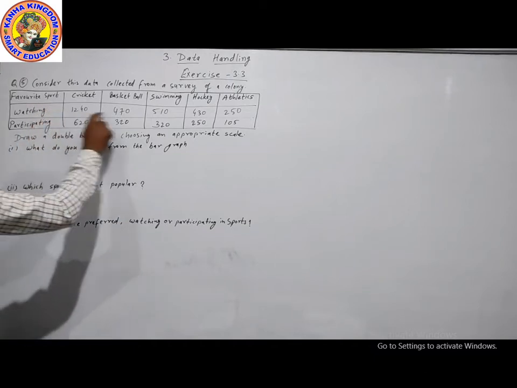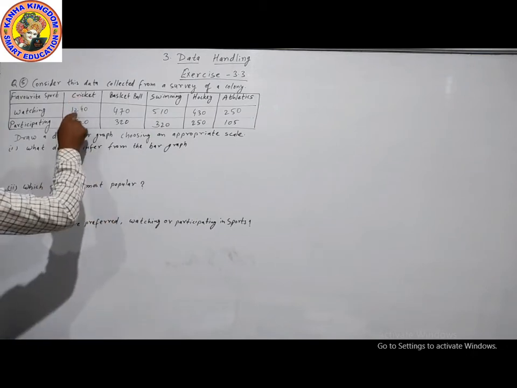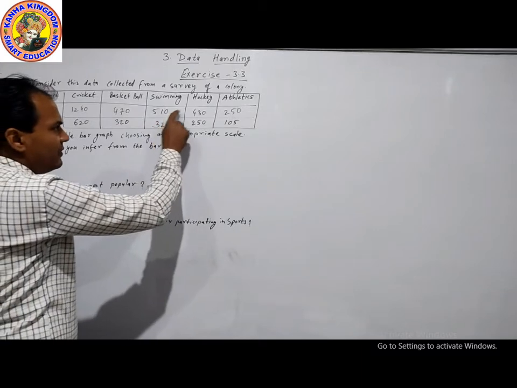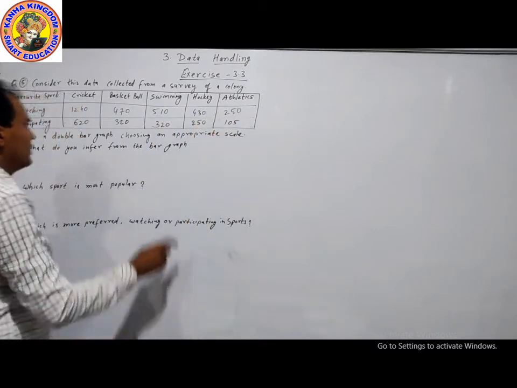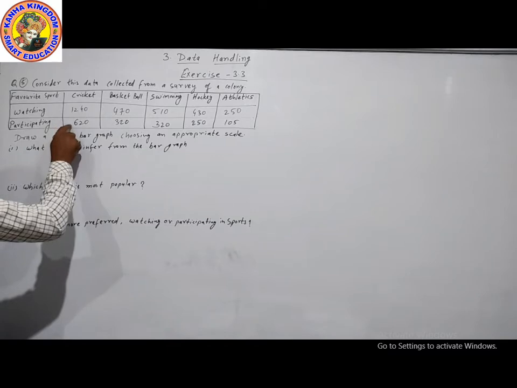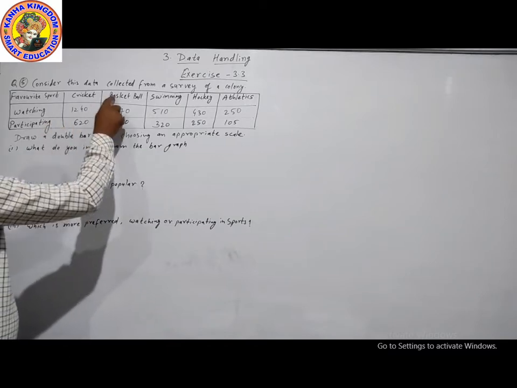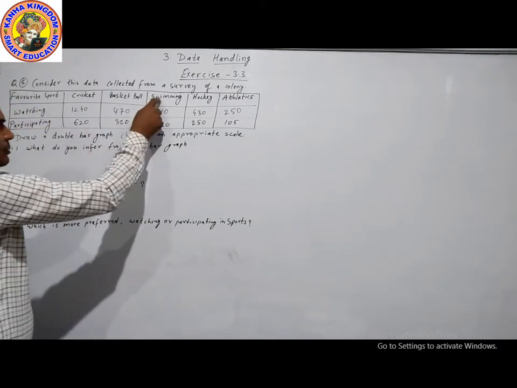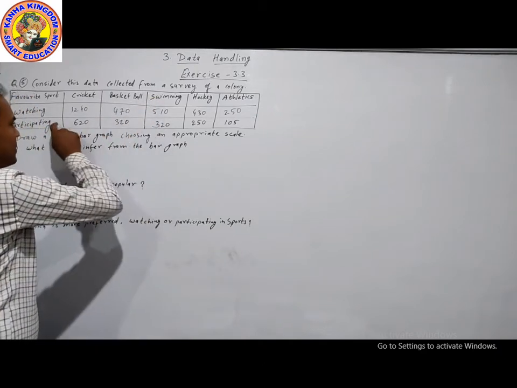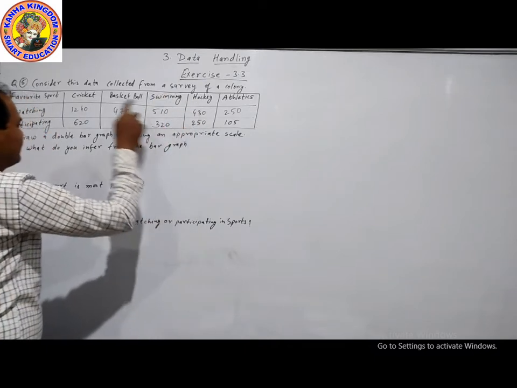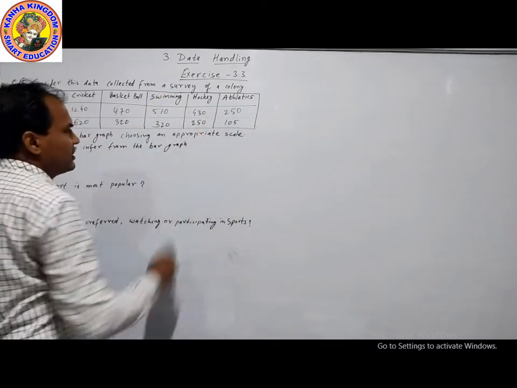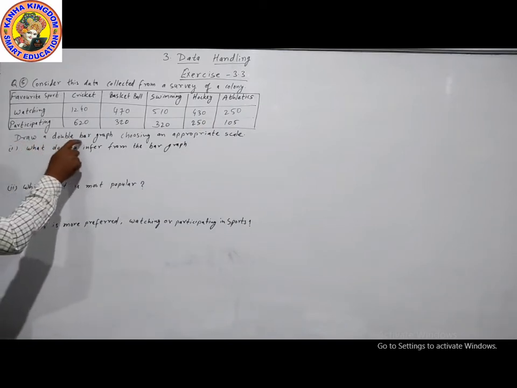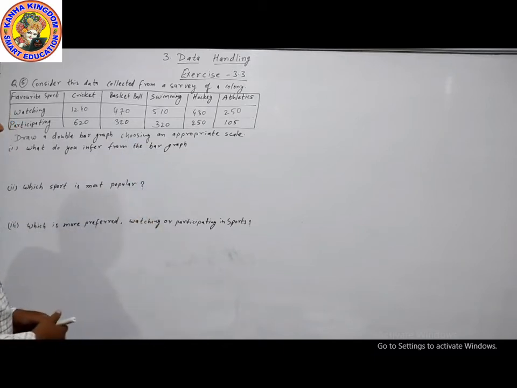Watching. The number of people who watch cricket is 1240, then 470, 510, 430, 250. Participating in cricket is 620. Participating in basketball is 320. Participating in swimming is 320. Participating in hockey is 250. Participating in athletics is 105. First question: draw a double bar graph choosing an appropriate scale.